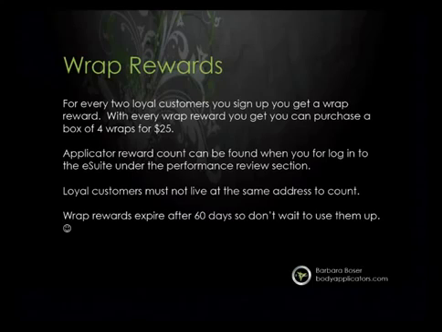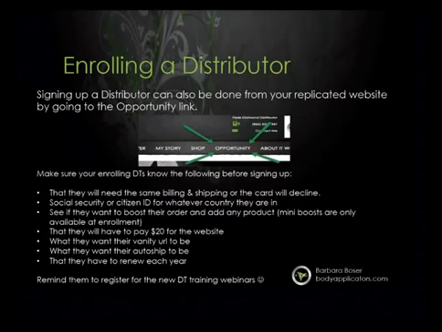Wrap rewards. For every 2 loyal customers that you sign up, you get a wrap reward. And with a wrap reward, you can purchase a box of 4 wraps for $25. So if you sell each of those for $25, you earn $75 profit. So that's pretty good. You will find your applicator reward count in your eSuite, and your loyal customers must not live at the same address to qualify. They do expire, so don't hoard them and think you're going to use them in 3 months because they'll only be there for 60 days.